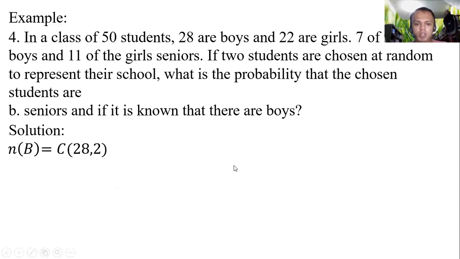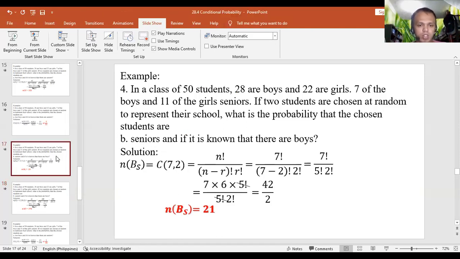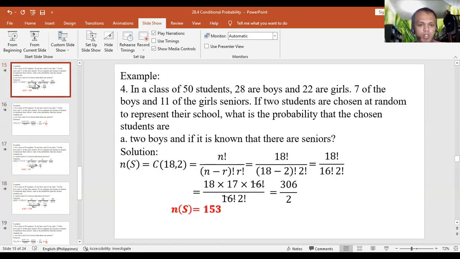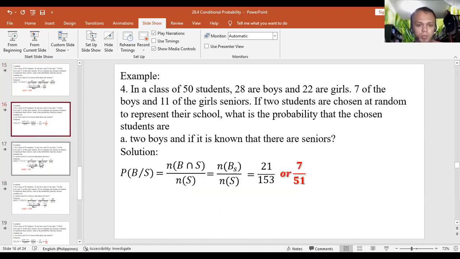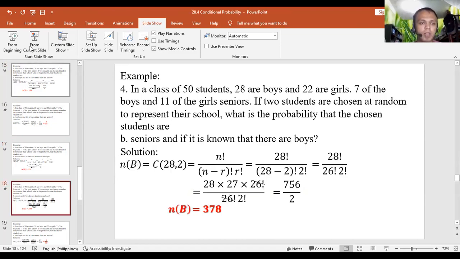I guess may mali ako dito. Seniors. So wrong to, wrong. Ang kailangan nating i-attach dito ay yung sa seniors, no? Okay, jump na lang tayo kasi na-compute naman sa senior. Hindi to B sub S. No, tama. Kasi intersection na to, magiging intersection na to ng boys and seniors. So tama lang yung computation natin.